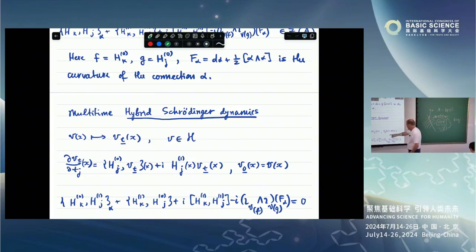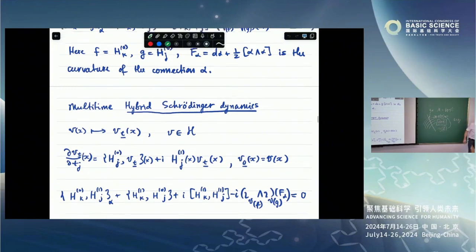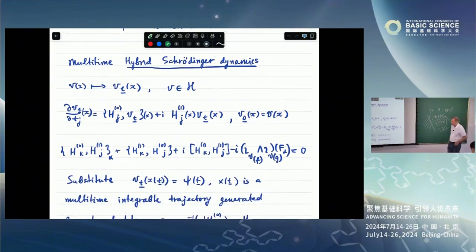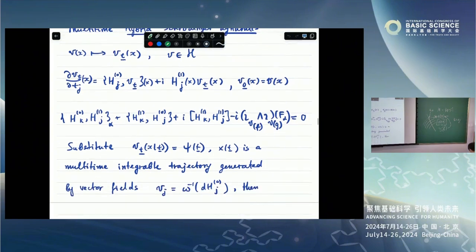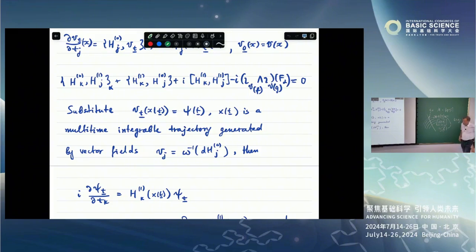So the condition is that the Poisson bracket of H0 and H1, minus the Poisson bracket of H1 and H0, the commutator, and then here we substitute the Hamiltonian vector fields generated by H0 k and H0 j into the curvature of our connection alpha. So this is the hybrid dynamics. And then, again, we use some idea from the method of characteristics. So we compute the section along the classical trajectory.